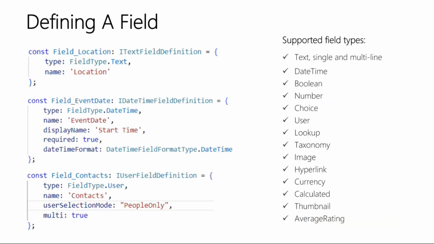So let's look at how we define a field for our schema. The first example here is the location field, which is going to be a simple single line text field. We use the matching interface, in this case, ITextFieldDefinition, to help us define the object that describes our field. This allows us to do compile-time type checking and ensure we are correctly specifying all the properties for our field.